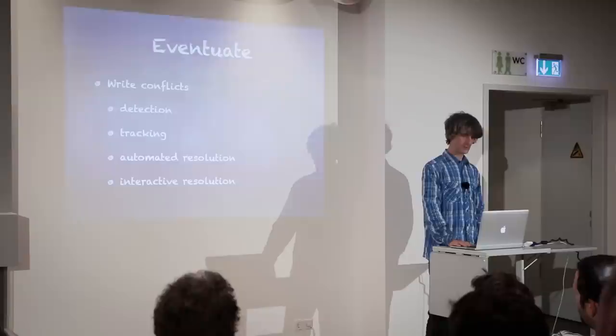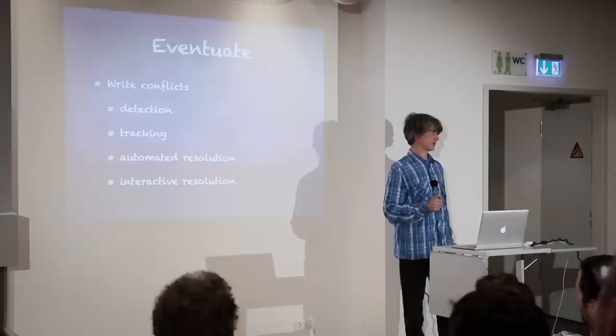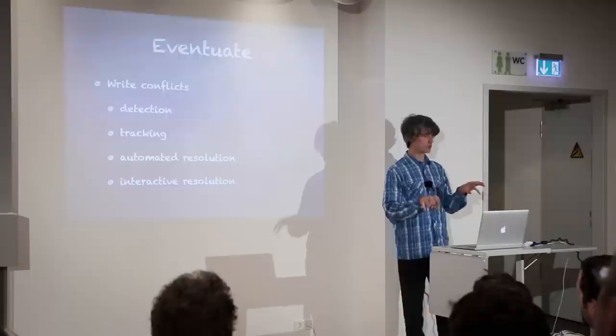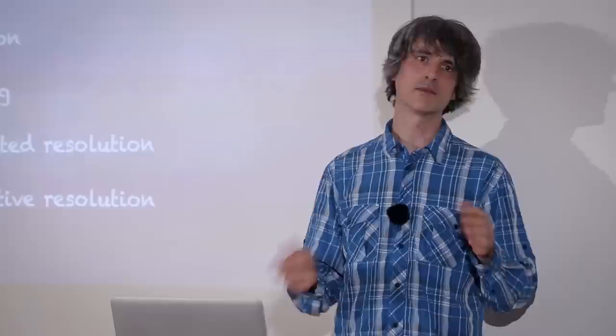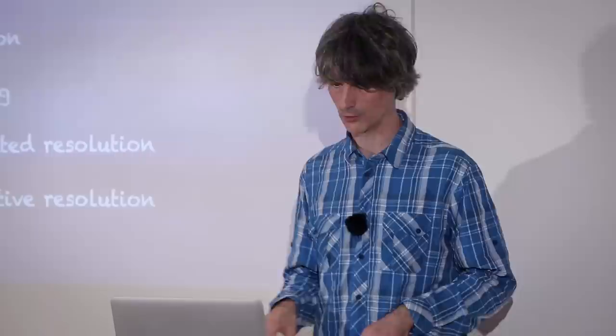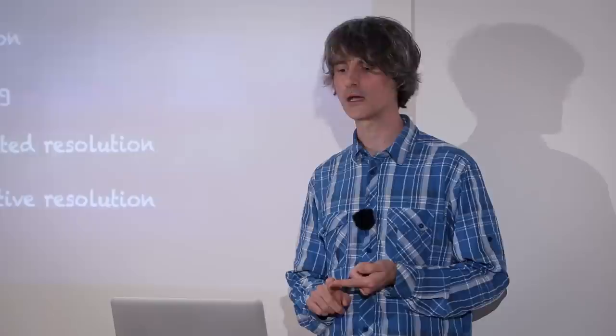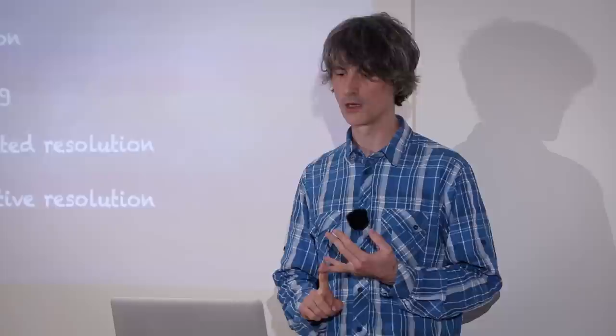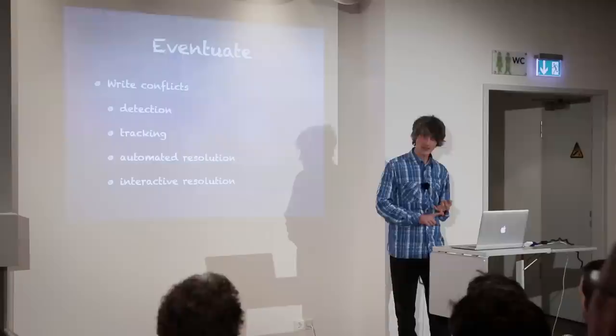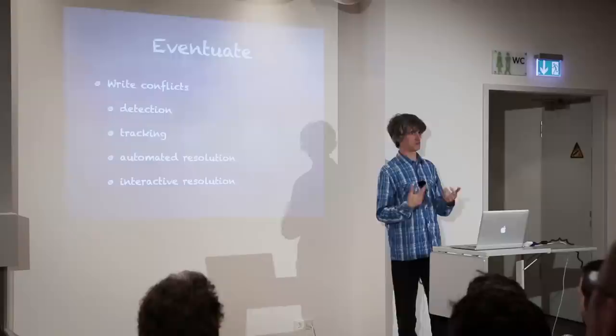This has a consequence. The consequence is that you can have write conflicts. So for example, when you make updates during a partition to different locations, let's say to the same domain object, then you will probably have a write conflict. And you can have these conflicts not only during a partition, but also if you make concurrent updates at different locations. So it's important that you have means to detect these conflicts, these concurrent writes, to track these conflicts, and also to have means to resolve these conflicts. Eventuate provides means to automatically resolve write conflicts, for example, with CRDTs, but you can also define custom logic for automated conflict resolution, but it also provides means for interactive conflict resolution.